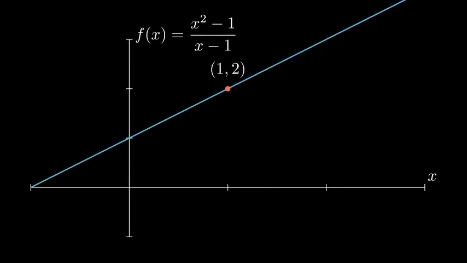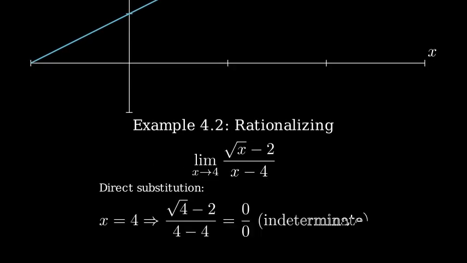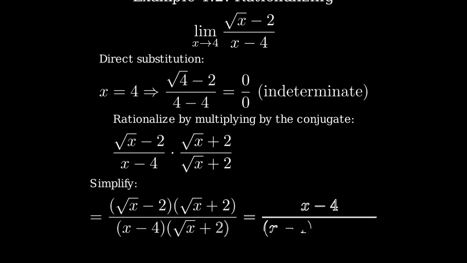Example 4.2. Let's find the limit of the square root of x minus 2 divided by x minus 4 as x approaches 4. If we try direct substitution, we get 0 over 0, which is indeterminate. So, let's try rationalizing the numerator. We multiply both numerator and denominator by the conjugate, which is square root of x plus 2. This gives us the quantity square root of x minus 2 times square root of x plus 2, divided by the quantity x minus 4 times square root of x plus 2.